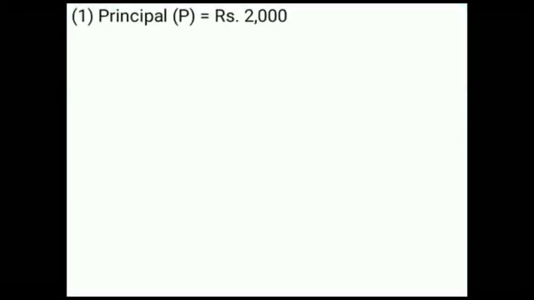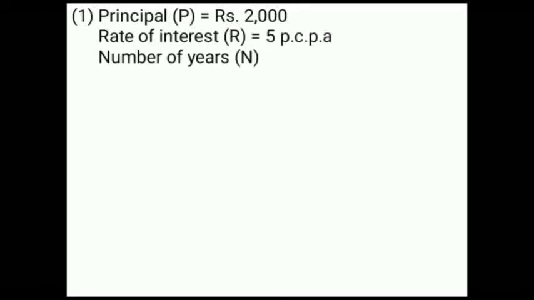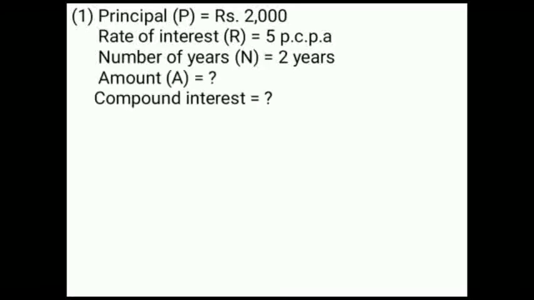Principal P is equal to rupees 2000, rate of interest R is equal to 5 percent per annum, number of years N is equal to 2 years. You have to find the amount and the compound interest. The formula of amount in compound interest is amount is equal to principal in bracket 1 plus rate of interest upon 100 raised to number of years. Principal, rate of interest and number of years, whatever values are given, you have to substitute now.